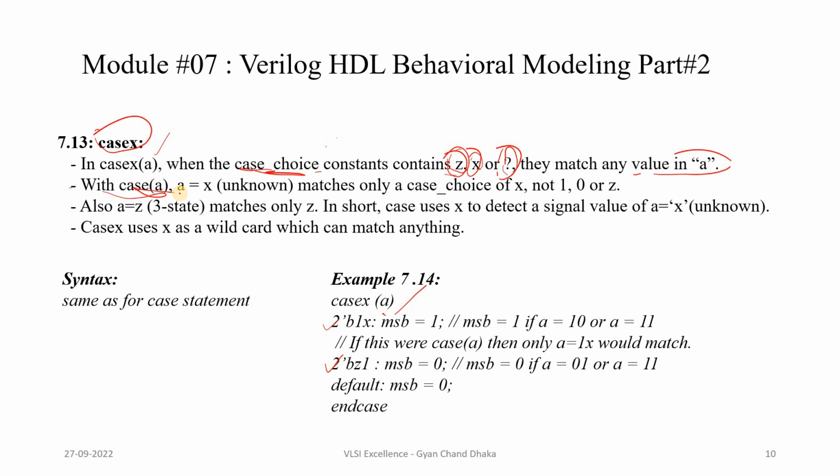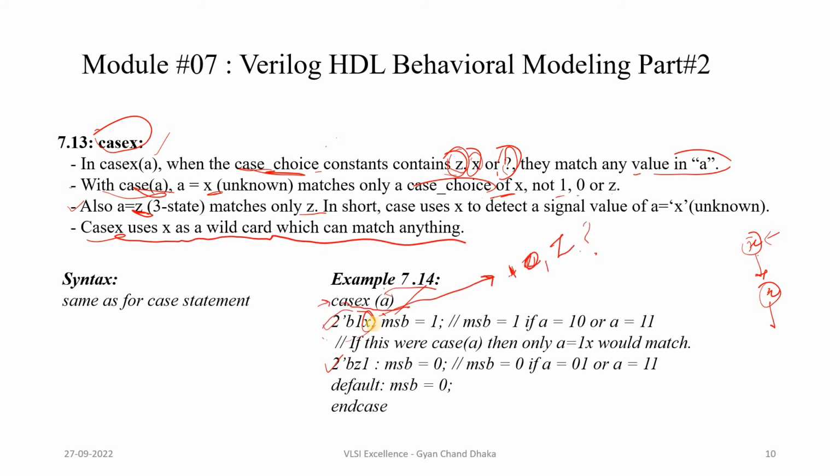With a normal case statement, if A is equal to X (unknown), it only matches a value of X in the case choices, and it will not match a value of 1, 0 or Z. That means in the normal case statement, if a value X is present in our case expression, that will match only a value of X in our case choices. It will not be considered as a don't care and it will not match any other values. Similarly, if A contains a Z value, it will only match a Z value. But casex uses X as a wildcard which can match anything.